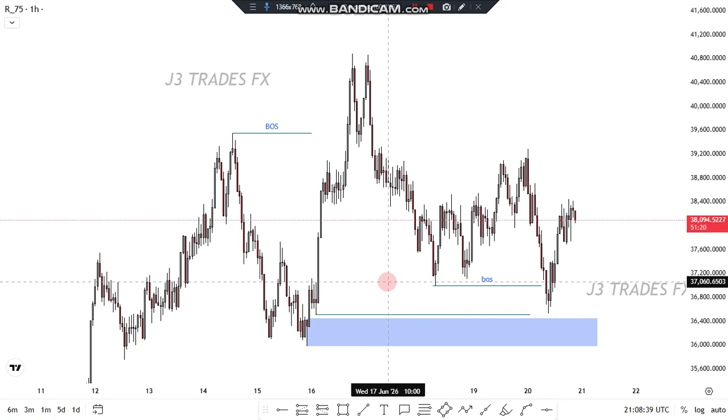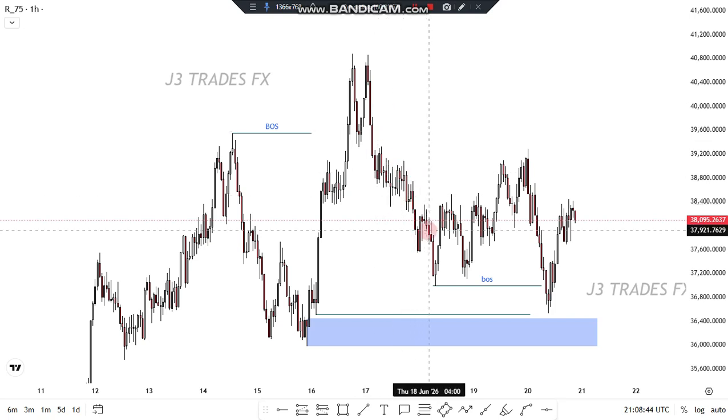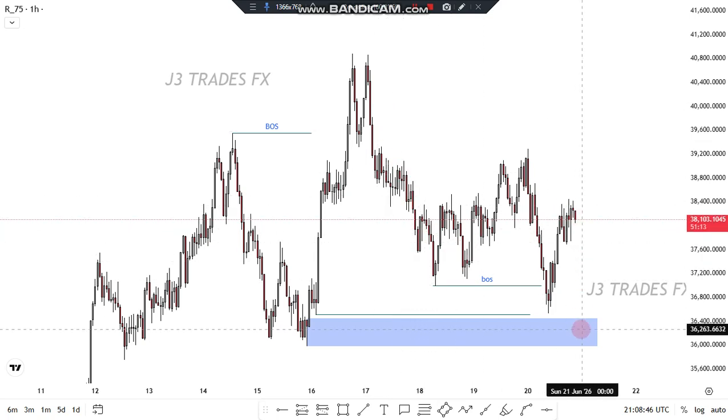You should be looking for an entry after the pullback, to buy to the upside or to sell to the downside, depending on the market trend. You don't want to go against the trend, you only want to go with the trend.